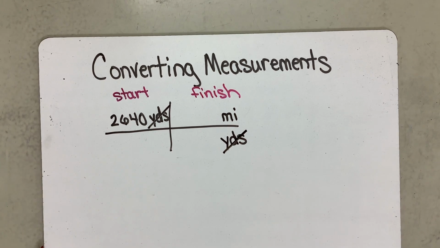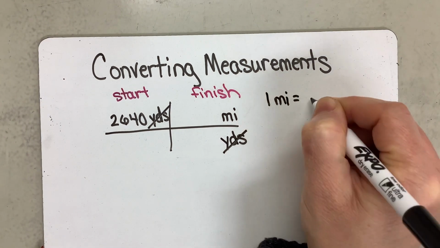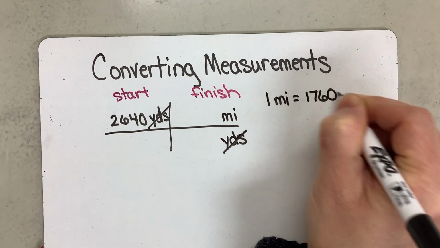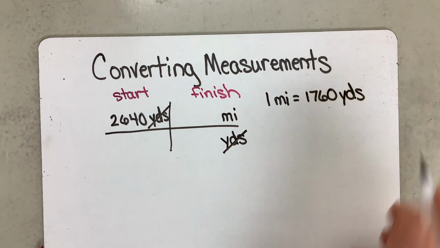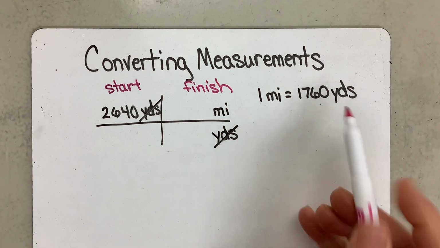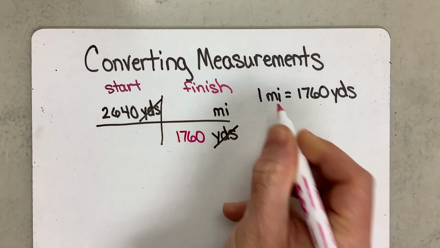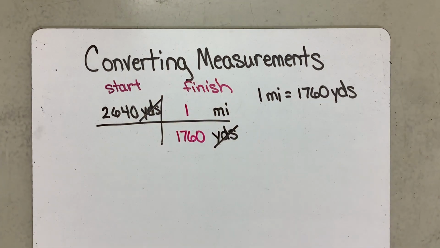This also tells me where my conversion rate goes. So I know that 1 mile equals 1,760 yards. Students do have a list of all these measurements in both their binder and their composition book, and they'll be able to use it on the test. So what I'm going to do is I'm going to take the 1,760 yards, and since it's yards, it goes down here, and the 1 mile, it goes up here.